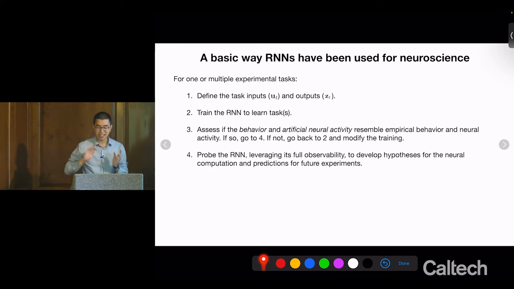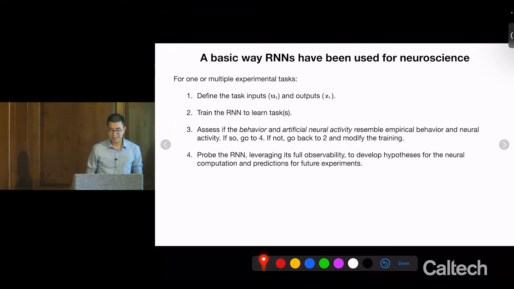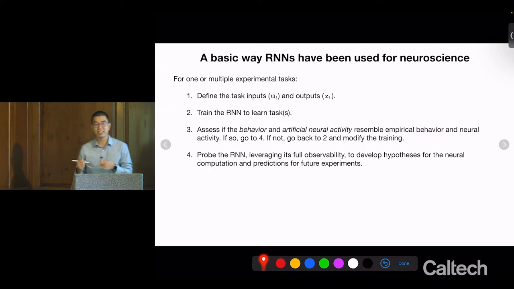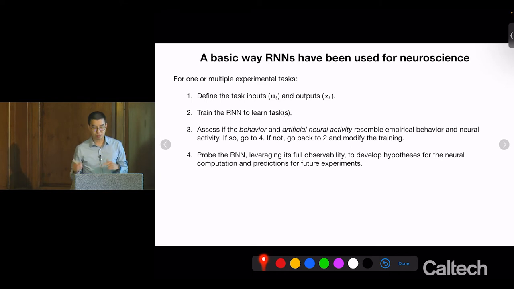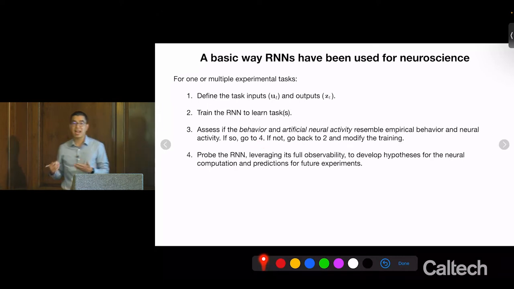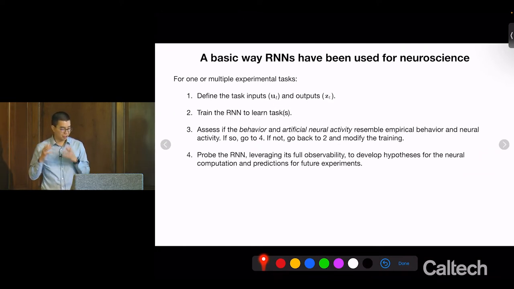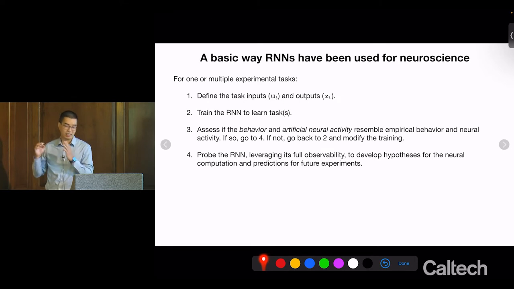And again, we'll get into more detail about this in the methods lecture. Brandon has prepared a notebook that will go over training an RNN to learn a particular task, a decision-making task. After that, we look at the RNN behavior as well as its artificial neural activity, and we assess the extent to which it resembles, respectively, the animal's empirical behavior as well as the neural activity recorded from the animal, okay? If it doesn't, then we go back to step two and we might modify the learning so that the behavior and the artificial activity of the recurrent neural network more closely match the activity that we record during the experiment. If we have matched them, then what we have is essentially an in silico circuit, the recurrent neural network, that reproduces the behavior as well, with artificial activity that resembles the animal's activity.